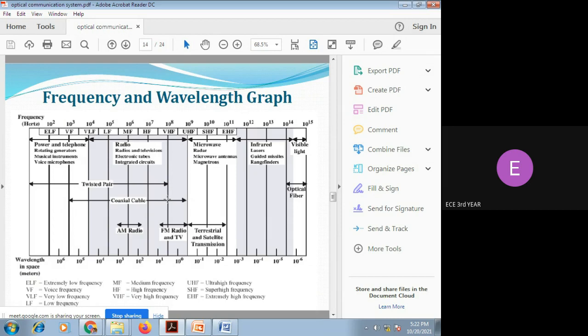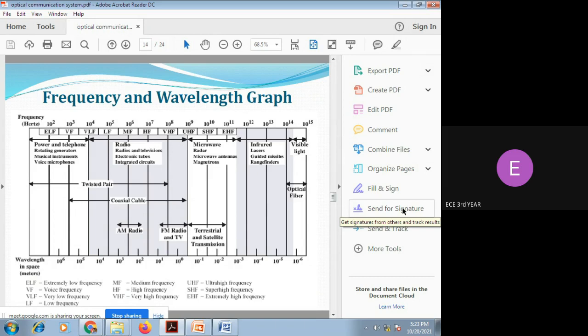These are the optical communications. Infrared communication is used at 10 to the power of 12 to 10 to the power of 14. Visible light communication is at 10 to the power of 14 to 15. Optical fiber is used at 10 to the power of 14 to 10 to the power of 15 in the range of frequency. It is the major advantage. It is high speed when using optical communication.